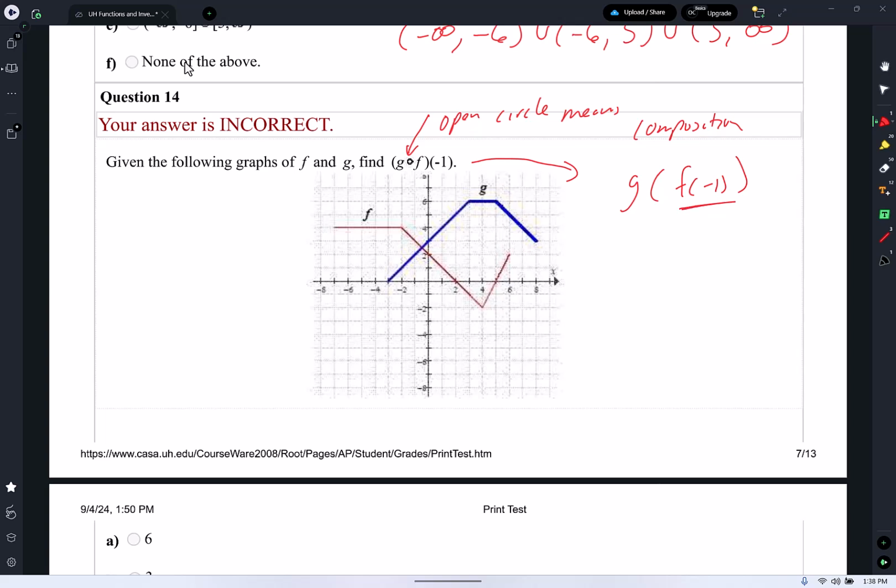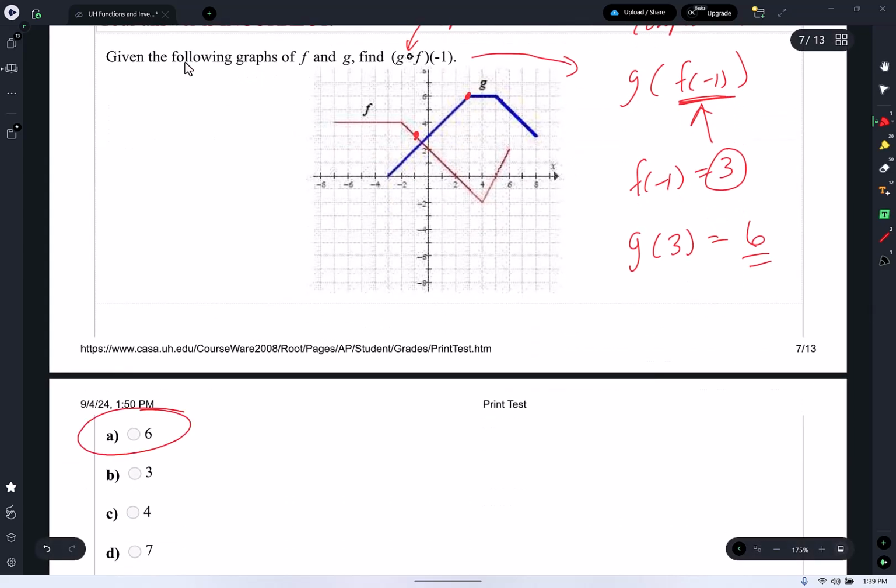So I look at f of negative 1 first. You evaluate these from the inside going out. F of negative 1, I go to negative 1. F of negative 1 looks to be 3. So I'm going to write f of negative 1 equals 3. If you have a smaller print, you might not see that. So I'm going to plug in 3 for g. G of 3. So I'll go to 3, 1, 2, 3, and I go to g, and it looks like it is 6. So there it is, and I look for 6, and that's my answer.